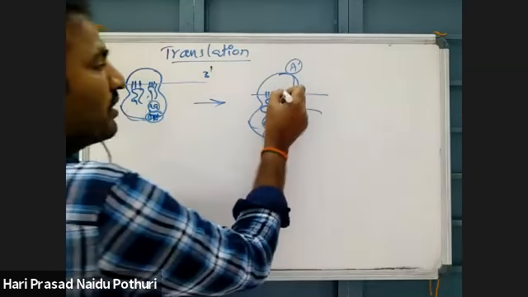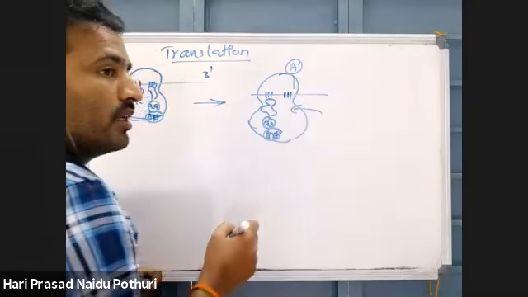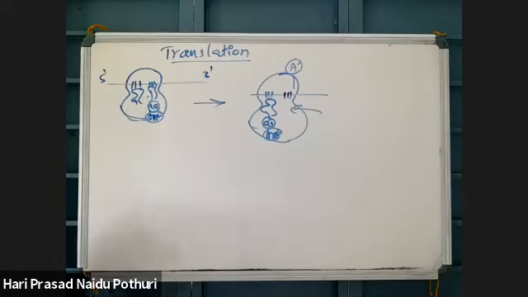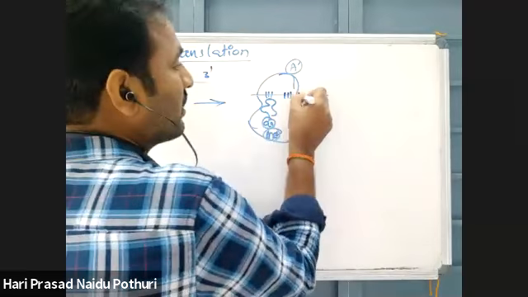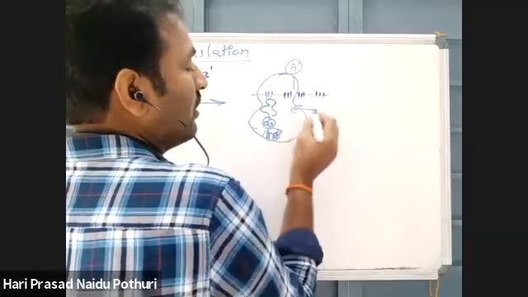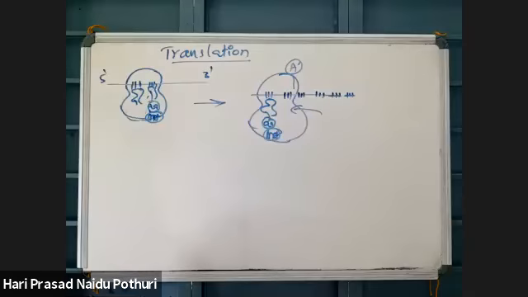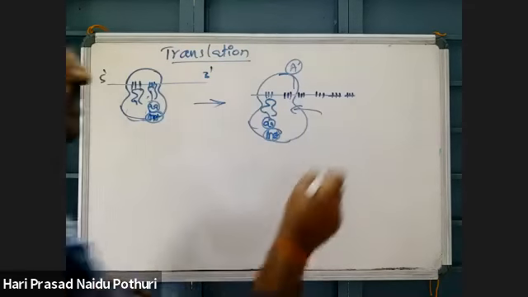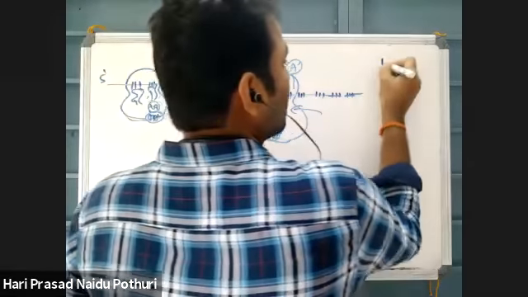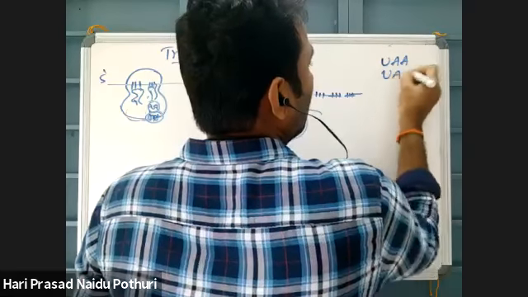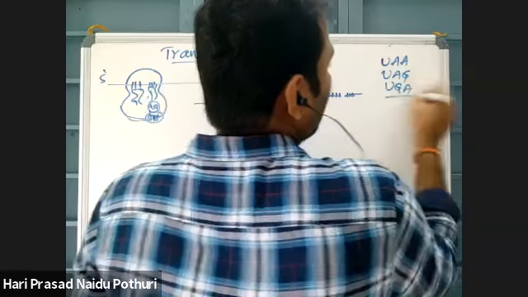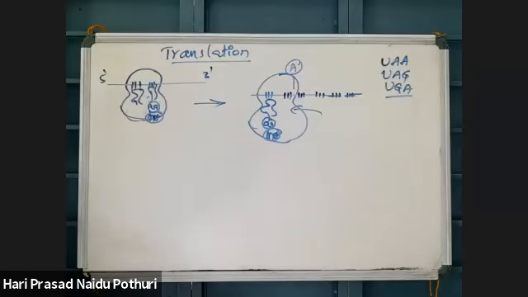Based on the number of genetic codes present on mRNA, until it reaches the termination codon or stop codon, there is incorporation of many amino acids carried by many tRNA molecules. Once it reaches a stop codon, what is a stop codon? UAA, UAG, UGA. Once it reaches a stop codon, the process will be terminated.